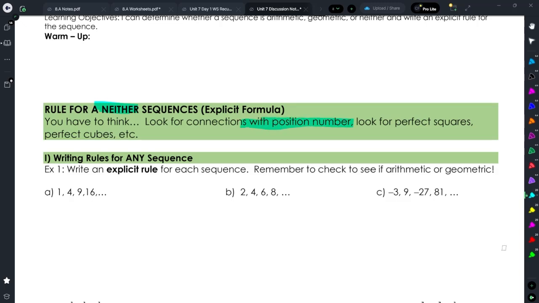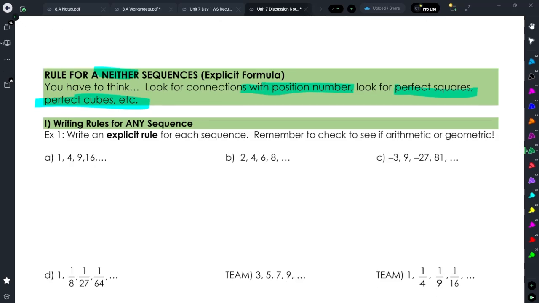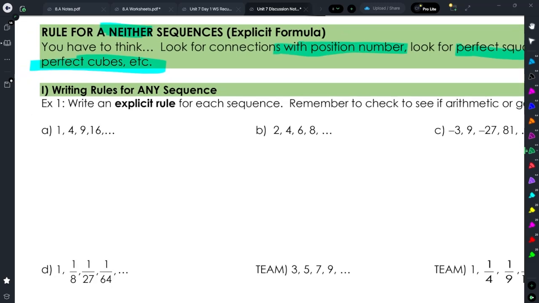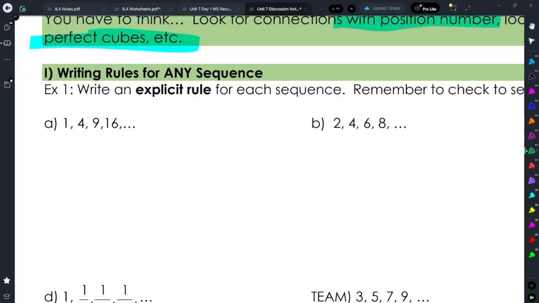Think about the position of the number, like the n value. Look for perfect squares and perfect cubes. So we're going to write an explicit rule for this. And again, I always check to see, is it something that I'm adding to get the next term or multiplying to get the next term? So here I see plus 3, plus 5, plus 7.